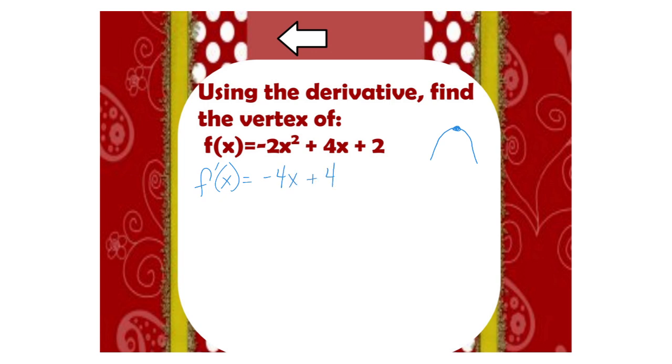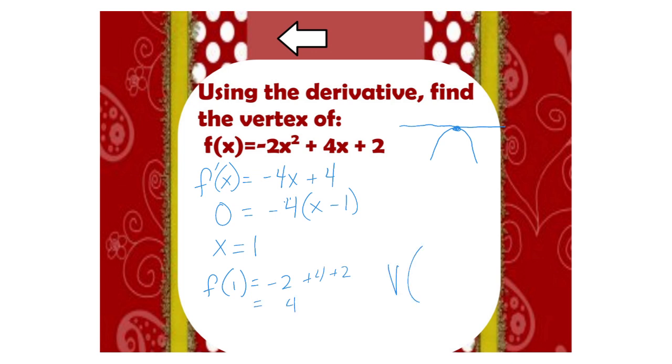And then remember again, your tangent line is horizontal, so you'll set it equal to 0. Okay, and then my x is going to happen when x is equal to 1. And then to find the matching y value, you plug it back into the original. So that's going to be a -2 plus 4 plus 2. So that equals 4. So your vertex is going to be 1, 4.